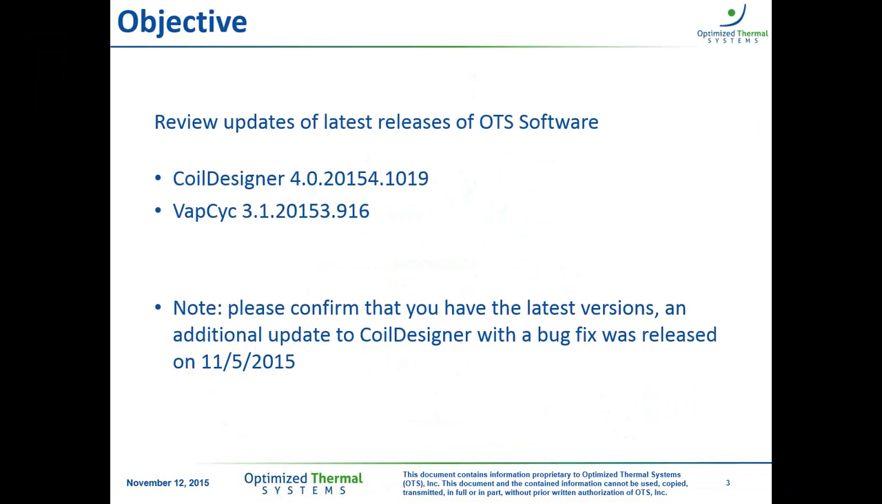A couple of weeks ago, you probably noticed that your CoilDesigner and VapCyc versions expired and stopped working suddenly, and we sent out these new releases. These are the version numbers of CoilDesigner and VapCyc, the newest versions, and these are what I'm going to be showing today. With CoilDesigner, just note that this changed a second time. You got an initial email saying there was an update, and then we sent a follow-up email that had another update. The only difference between the two was an update to the reporting in the new PDF output. There were just some unit issues, and we fixed that problem. So, if you haven't already updated, make sure you get the latest version.